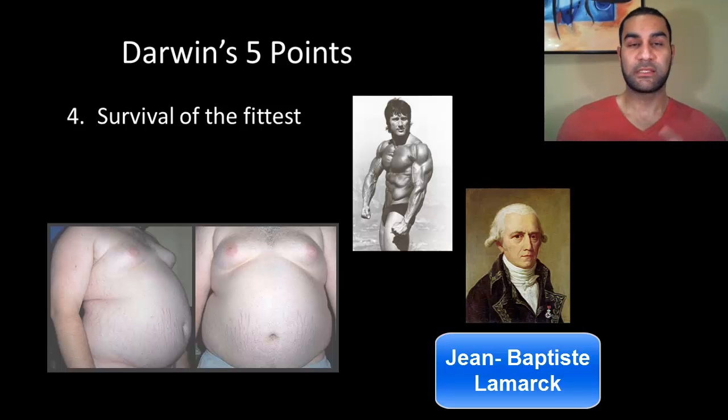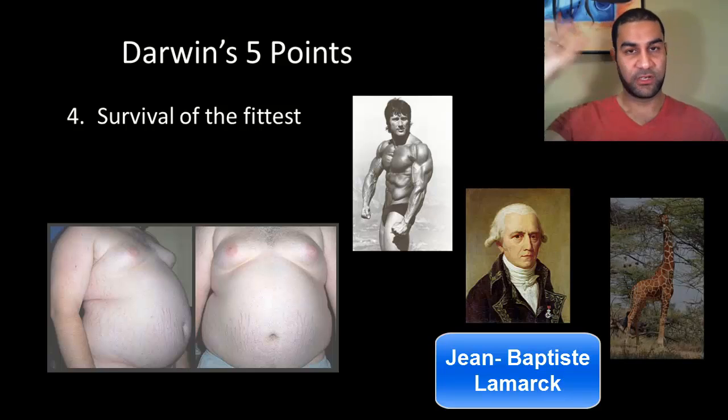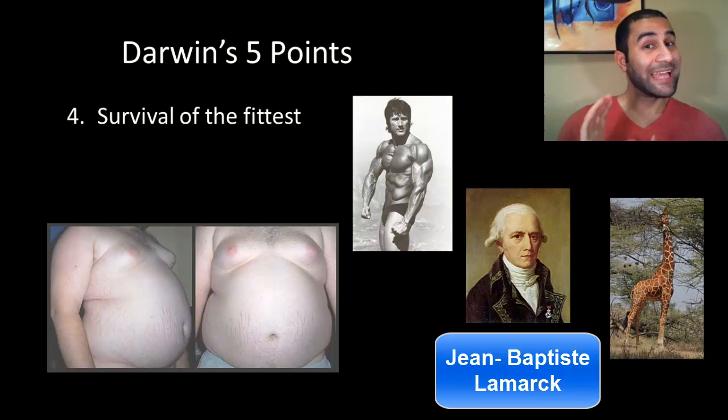And basically, here's the scenario. We'll use giraffes as an example. You guys know giraffes have very long necks, right? They didn't used to have as long of necks as they have today. The origins of the giraffe species didn't have those long necks that are around today. They were much shorter.